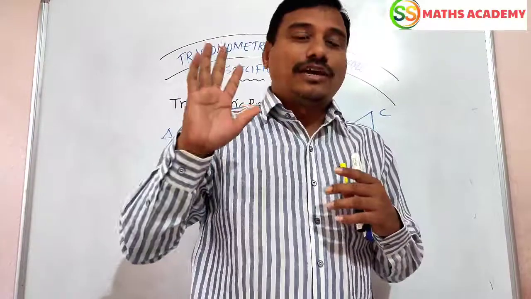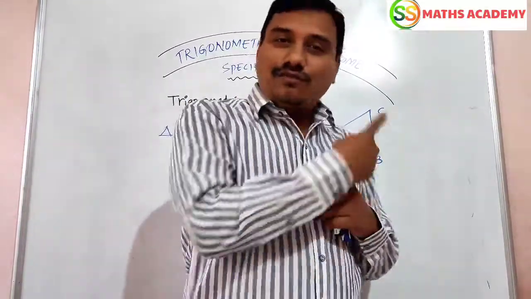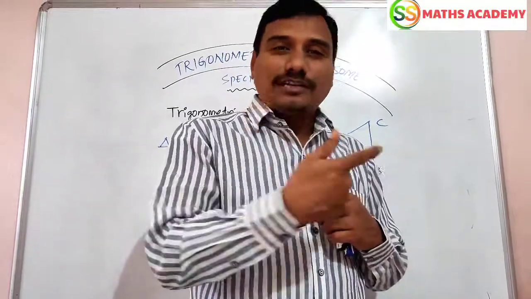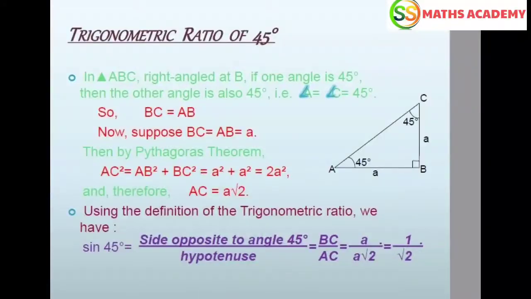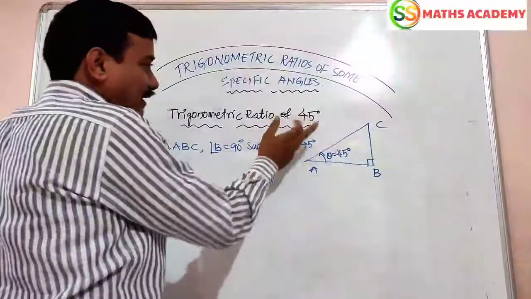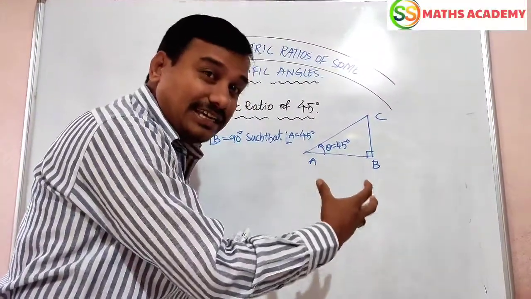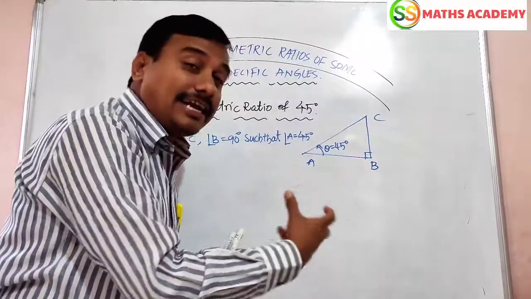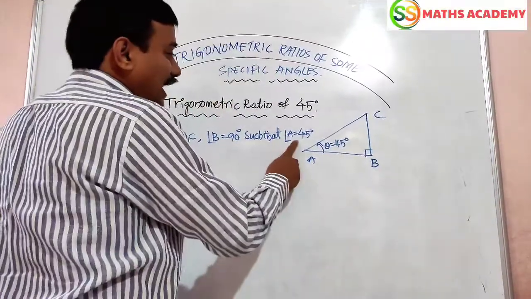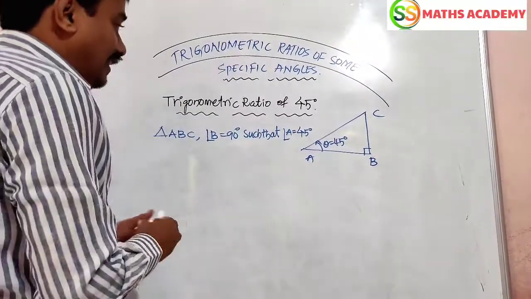For that, the first specific angle I am going to take is 45, which I have to determine in today's class. Let's come here. Trigonometric ratios of 45 degrees. Consider a right angle triangle ABC, right angle at B, such that angle A equals 45 degrees.